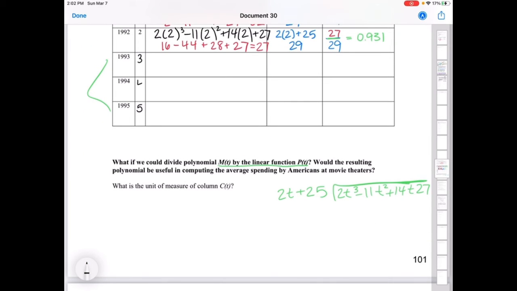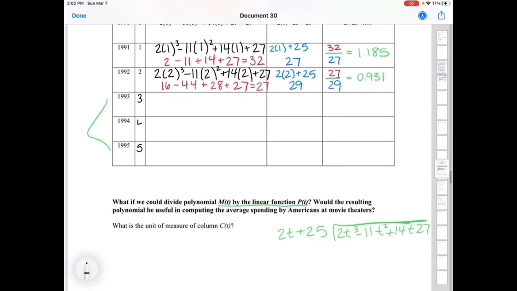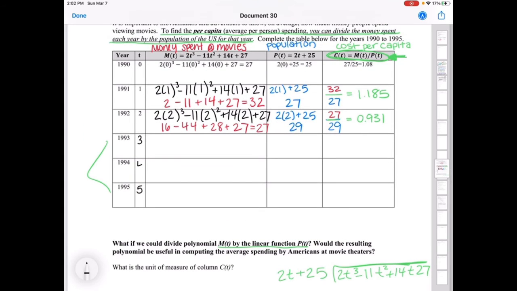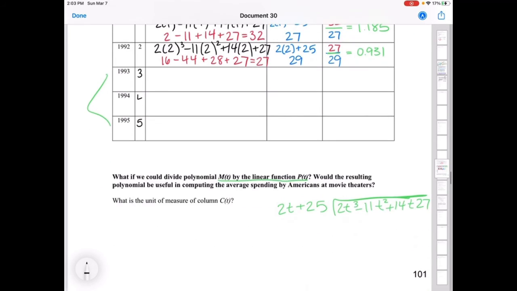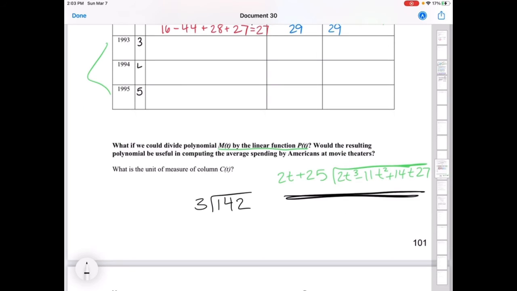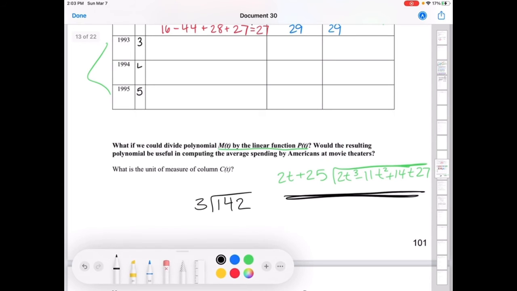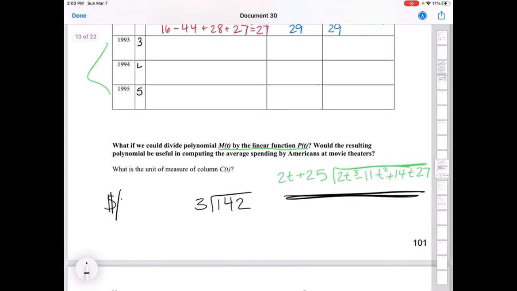Then it asks us if we want to divide the polynomial m of t by the linear function p of t, and would that be helpful in calculating the cost per capita? Well, kind of, yeah. Because you're calculating the money spent on movies first, then calculating the population separately, and then dividing them. So it would kind of help, but that would involve long division. So you'd have something like this, very similar to when we did 462 divided by 3, but now we're doing it with polynomials. But it doesn't ask us to do it just yet. It's just asking what is the unit of measure, and that's going to be price per person.